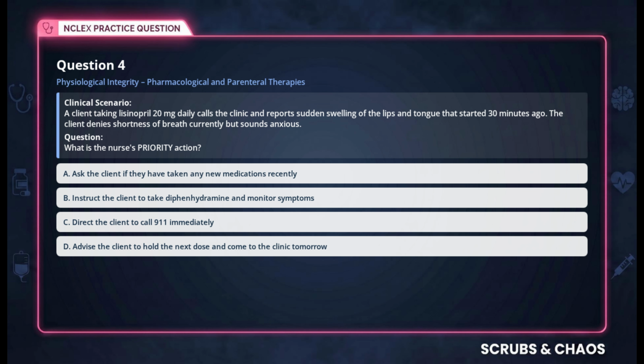A. Ask the client if they have taken any new medications recently. B. Instruct the client to take diphenhydramine and monitor symptoms. C. Direct the client to call 911 immediately. D. Advise the client to hold the next dose and come to the clinic tomorrow.